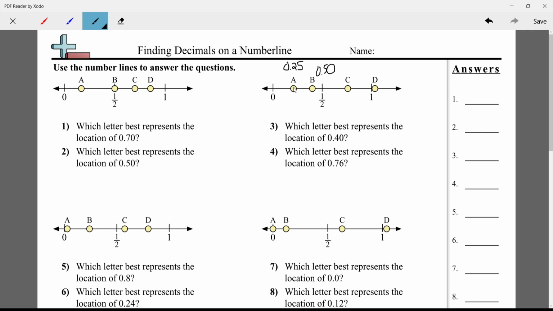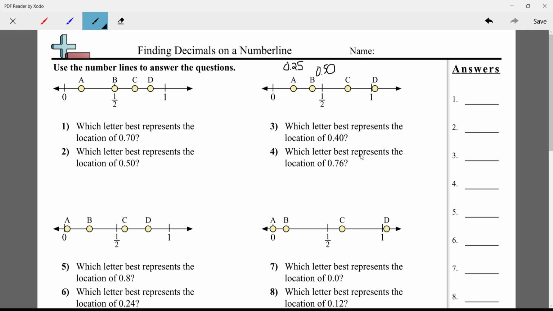So A looks to be right around there, and then B is close to 50 hundredths, or 0.5 or 5/10, but it's a little before. So really, B is the only one that would make any amount of sense. So which letter best represents the location of 40/100ths or 4/10? It would be B.